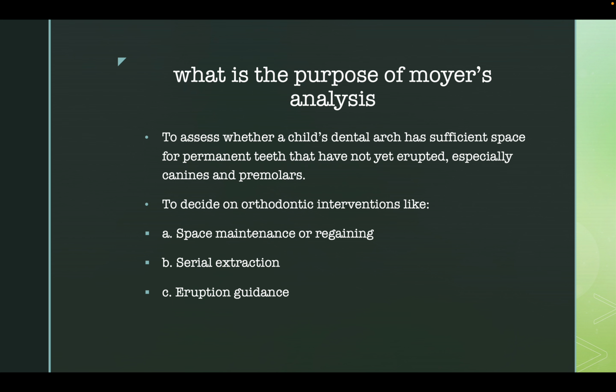Space maintenance is when a primary tooth is lost too early, the adjacent teeth may drift into the space, reducing the space available for the permanent tooth. So the Moyers analysis helps determine whether the space is critical to maintain. If the prediction shows that the future teeth will be large, the space must be preserved with a space maintainer, while for space regaining, if a space was already lost and the analysis shows future crowding, then the orthodontist might choose to regain space using appliances like a lip bumper, distalizing springs, or headgear.